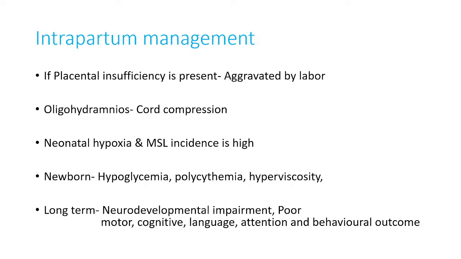In the newborn, there can be chances of hypoglycemia, polycythemia and hyperviscosity syndrome. Long term complications can also be there in FGR babies, like impaired neurodevelopmental outcome, poor motor, cognitive, language, attention and behavioral outcome. So, many abnormalities can also be seen in FGR cases in the later part of life.